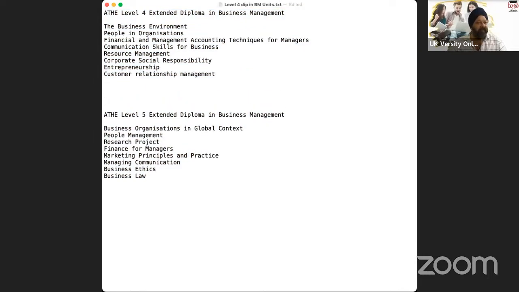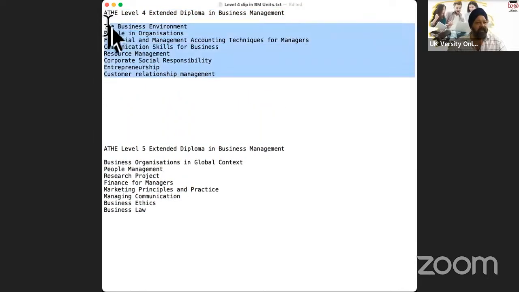So just looking at level 4 for now, and these are the units. And along with that, I'll put some others as well here. And then you can choose the 8 that you want, delete the others. The mandatories are mandatory, and the options is what you can choose.